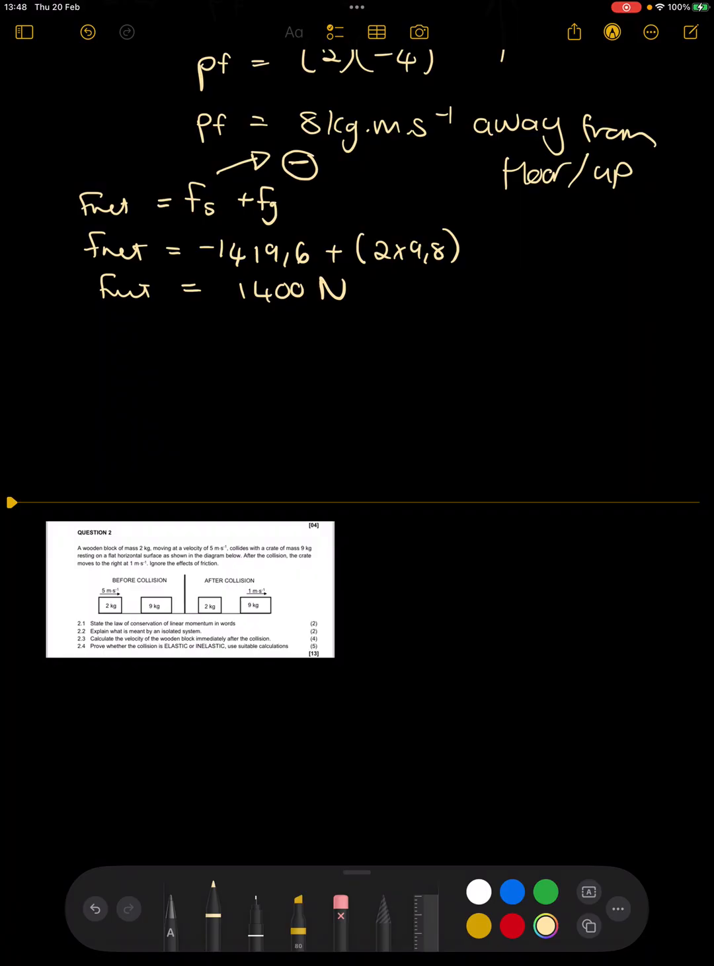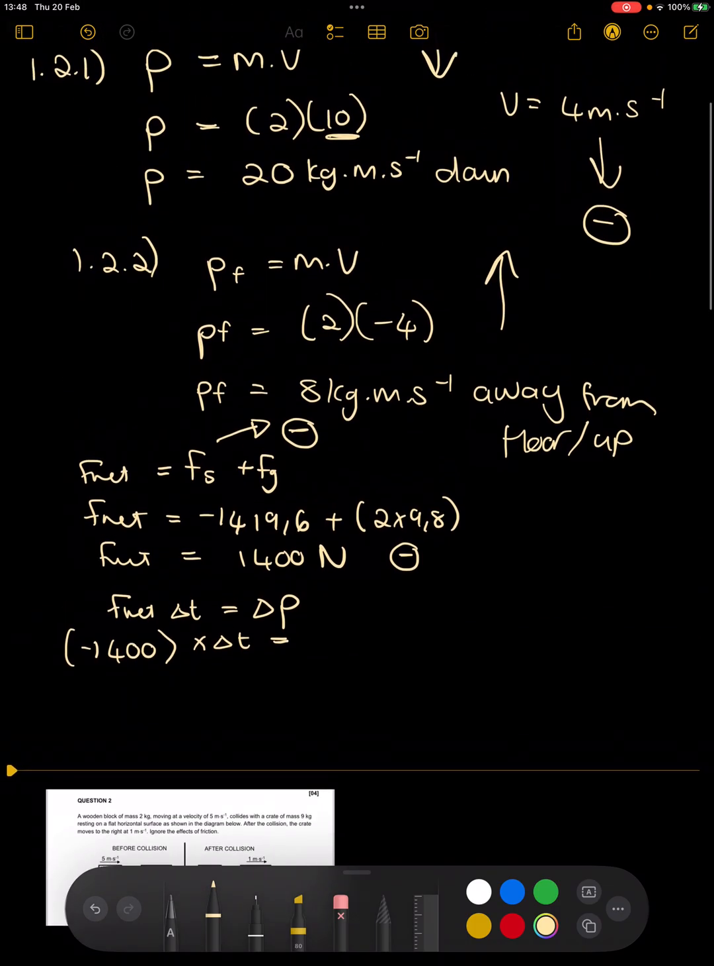Right, once I have this, I can use my impulse formula where my F net times my time is equal to my change in momentum. So I have my F net now, and I'm still going to use the sign that I got. This answer was obviously negative, so I'm going to use that negative answer. And my change in momentum is where I subtract these two from each other.